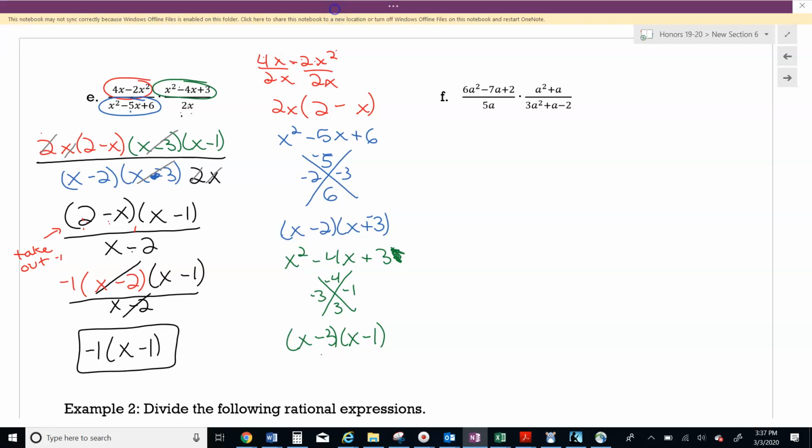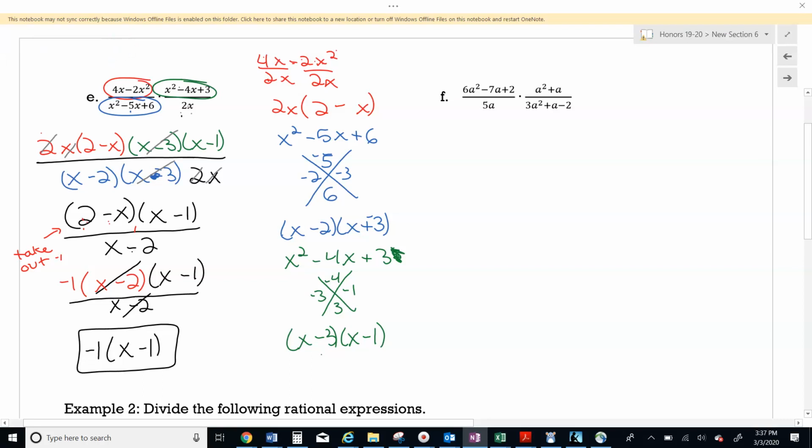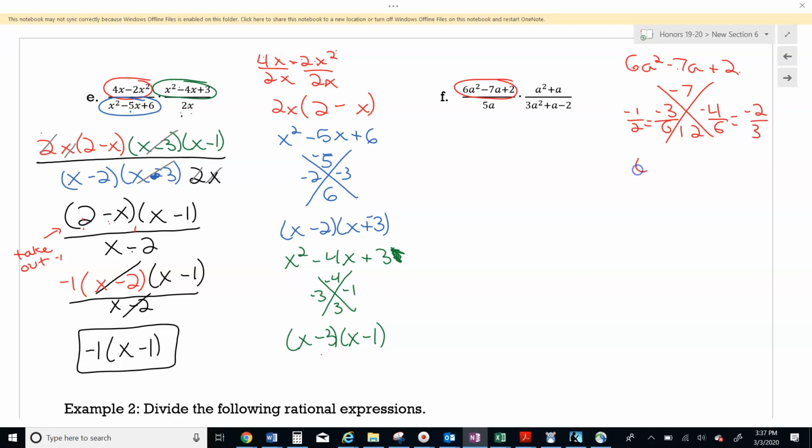All right, more factoring. Looking at our next problem, same thing. Anything that can factor, I'm going to factor it. So I have 6a squared minus 7a plus 2. This does not have a greatest common factor. So I have to add to -7 and multiply to 12. That's -3 and -4. Divide by 6. That's -1/2 and -2/3. So I have 2x minus 1 and 3x minus 2.